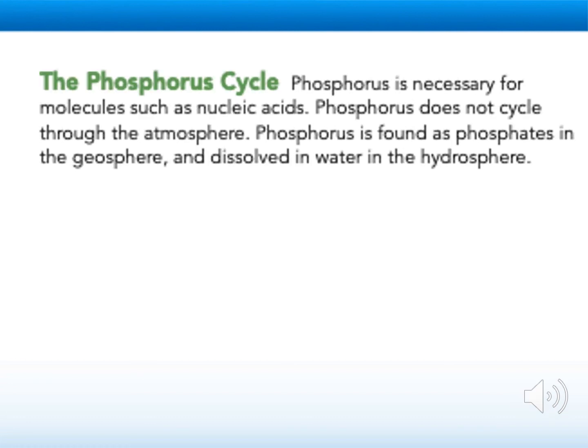Phosphorus is necessary for molecules such as nucleic acids. Phosphorus does not cycle through the atmosphere. Phosphorus is found as phosphates in the geosphere and dissolved in water in the hydrosphere.